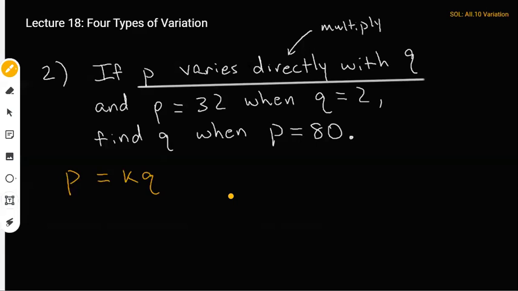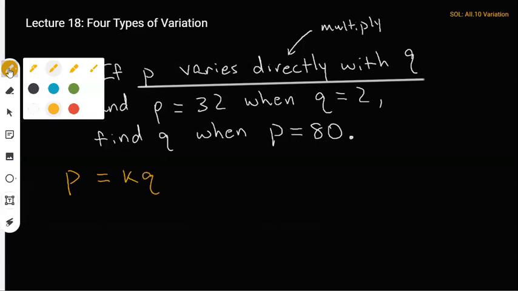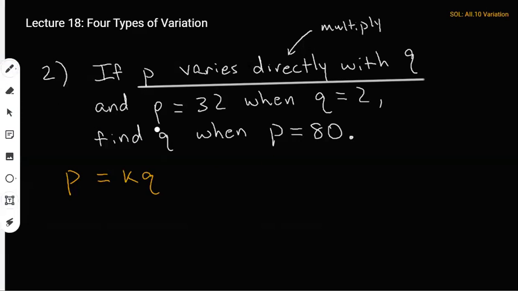So we write down our equation, and then we start plugging in the numbers that it gives us. It tells us that P is equal to 32. Q is equal to 2. So those are the first 2 numbers that we're going to plug in. So I'm going to let P be 32. The K is going to remain a K for now. And Q is going to be 2. I'll put that in parentheses.